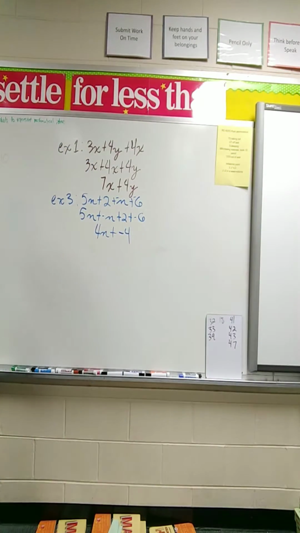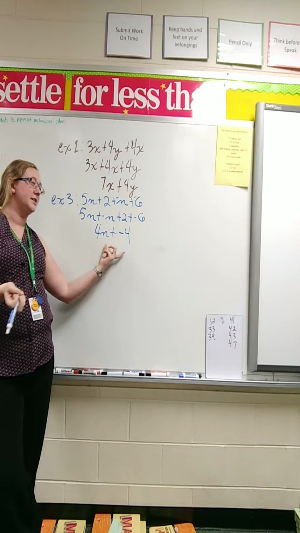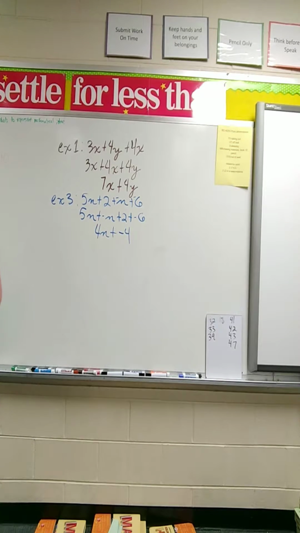Can I do anything else? Why not? Because you don't have a variable. Are these like terms? No. Once you have unlike terms and only unlike terms, you're done. You can't do anything else. Questions? Okay.